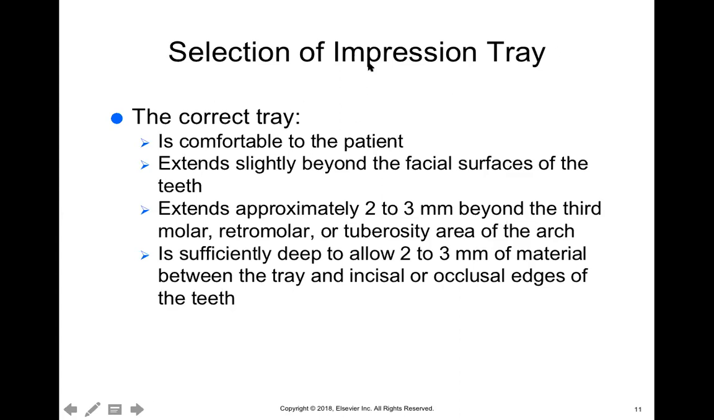You want to make sure that it extends beyond the facial surface. If you can see the facial enamel of the tooth when you put the tray in the mouth, then that tray is too small, right? When the tray is in the patient's mouth, you're not supposed to see the teeth or the marginal ridge of the gum line. Everything is supposed to be completely covered. It has to extend approximately 2 to 3 millimeters beyond the third molar, retromolar pad or tuberosity.